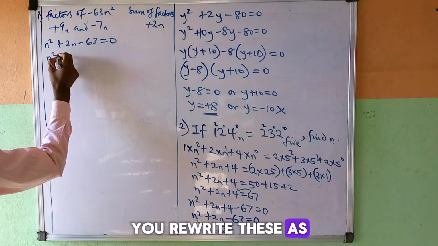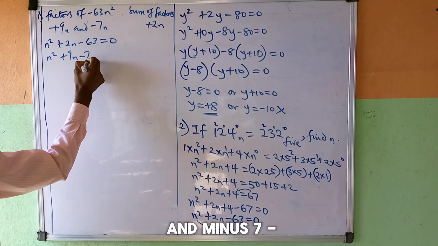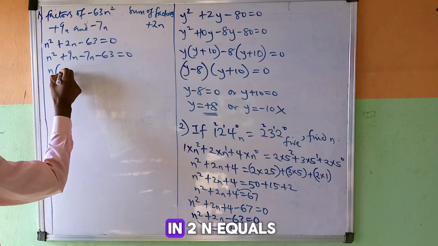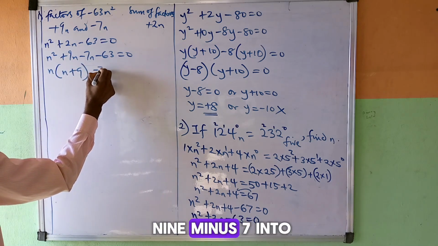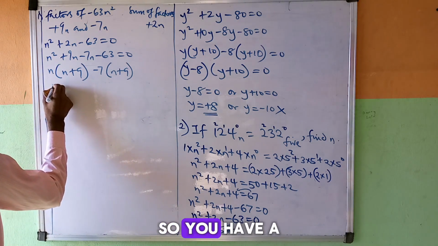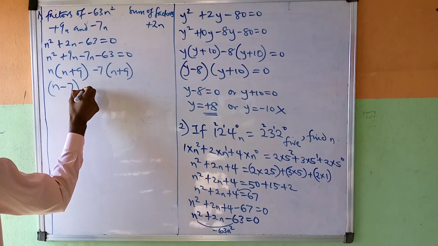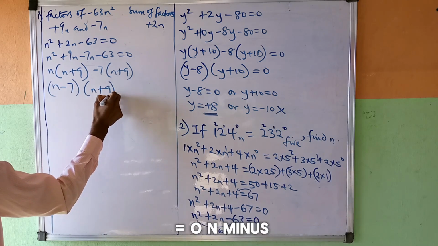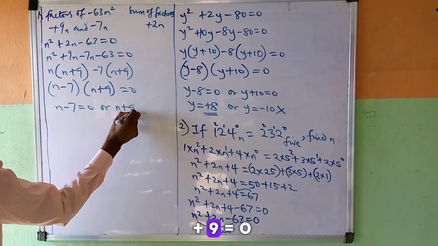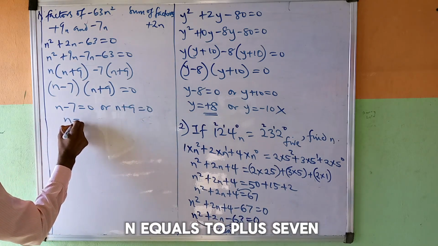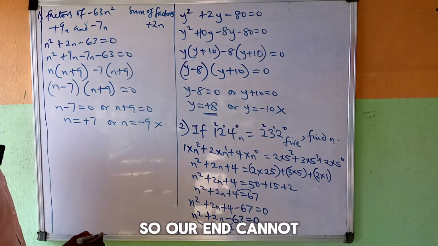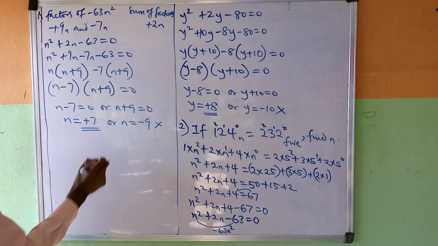You rewrite this as n squared plus 9n minus 7n minus 63 equals 0. What is common? n into n plus 9, minus 7 into n plus 9. Okay? So you have n minus 7 and n plus 9 all equals 0. n minus 7 equals 0, or n plus 9 equals 0. n will be equals to plus 7, or n equals to minus 9. So our n cannot be a negative value, the answer is n equals plus 7.